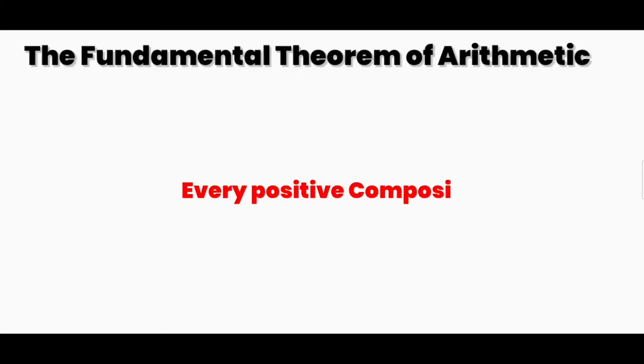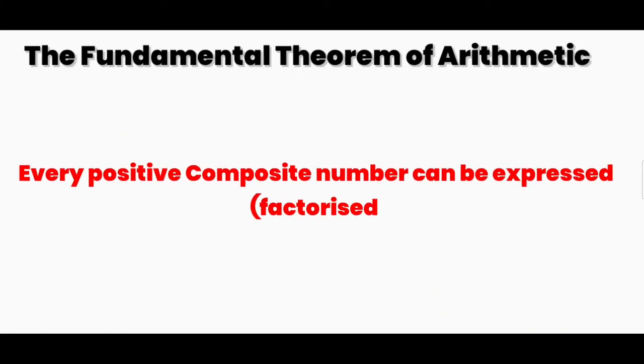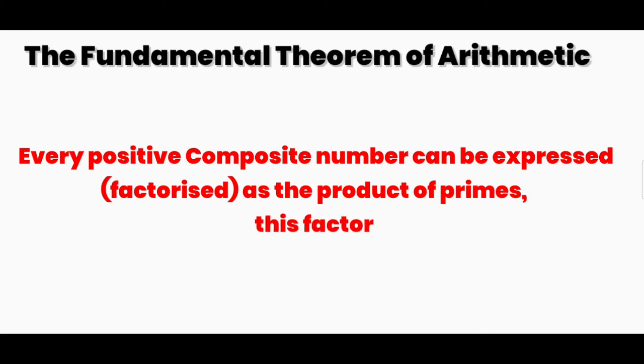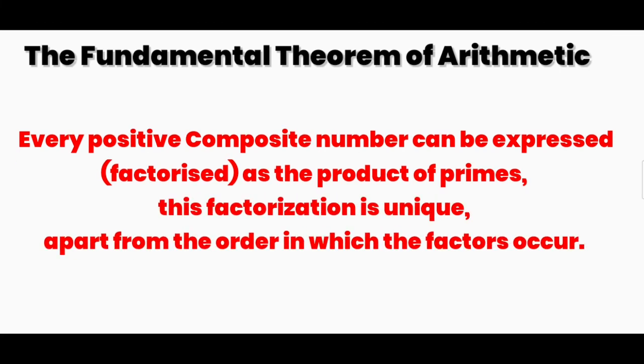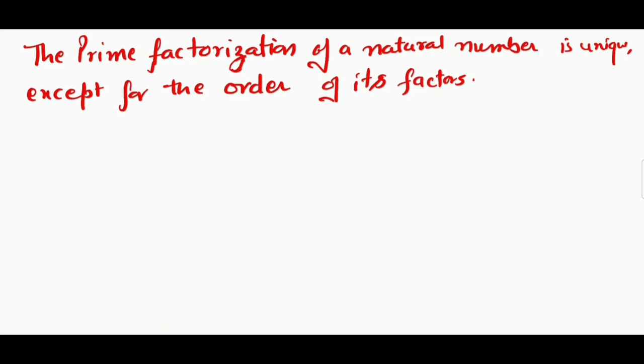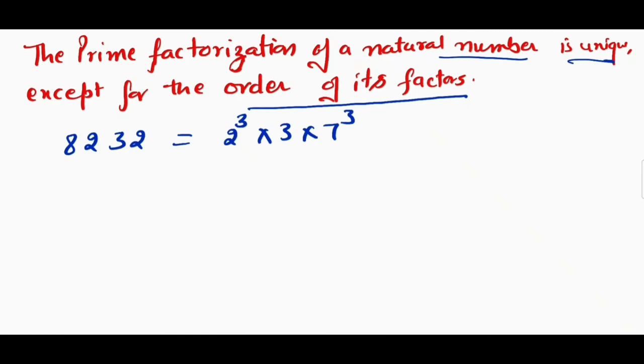So the fundamental theorem of arithmetic says every positive composite number can be expressed or factorized as the product of primes, and this factorization is unique apart from the order in which the factors occur. Let's see the meaning of: the prime factorization of a natural number is unique except for the order of its factors. For that, I'll take one example.